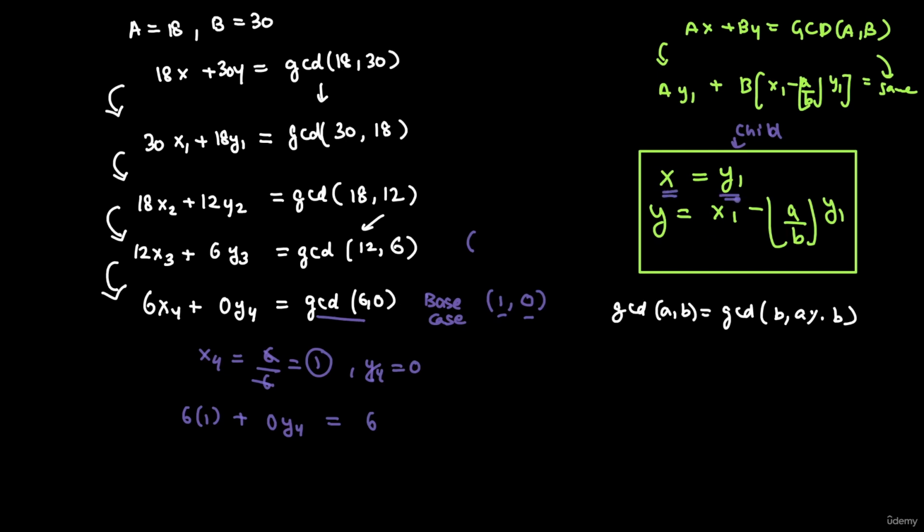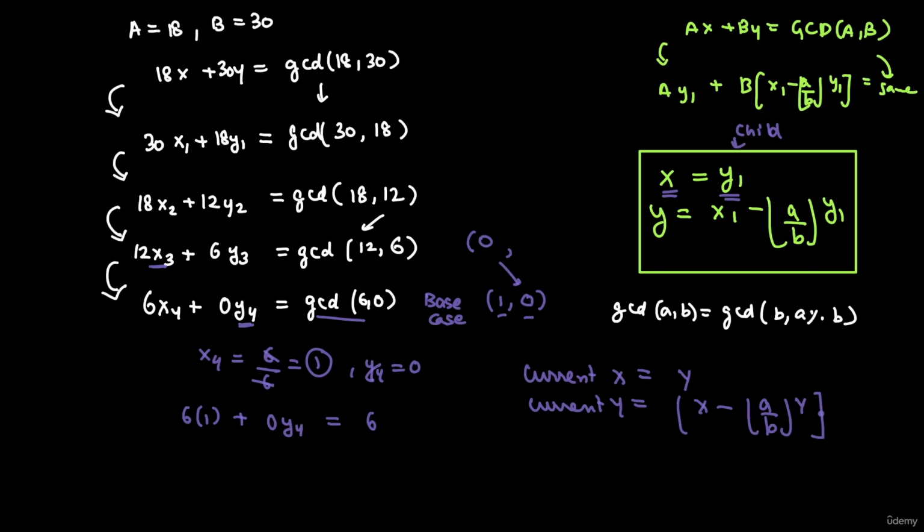So the x is same as y1. So in this case this x would be same as this y. So x3 would be equal to, effectively now we are going to use this formula: current x is same as y, that is coming from the child, and the current y is nothing but x minus a by b in this particular equation multiplied with y. Okay, so now what is the current x? That is y, so it becomes 0. So effectively we are picking the value from here.